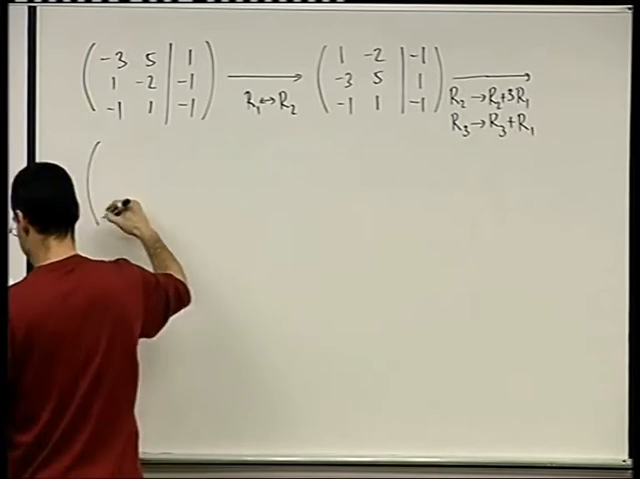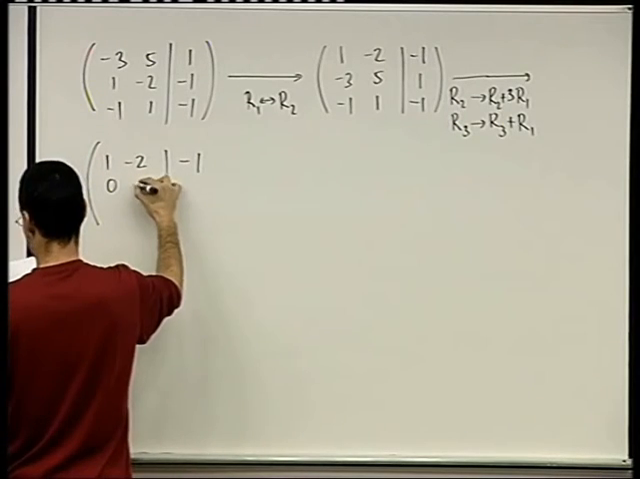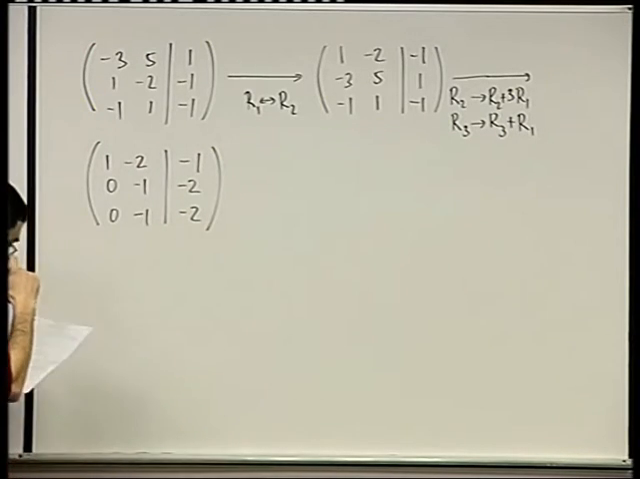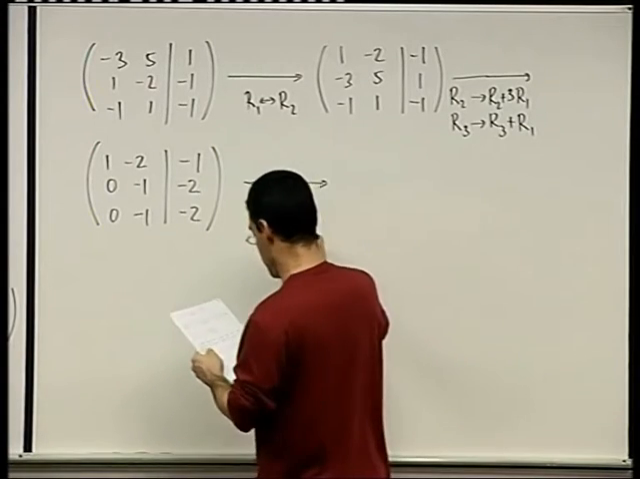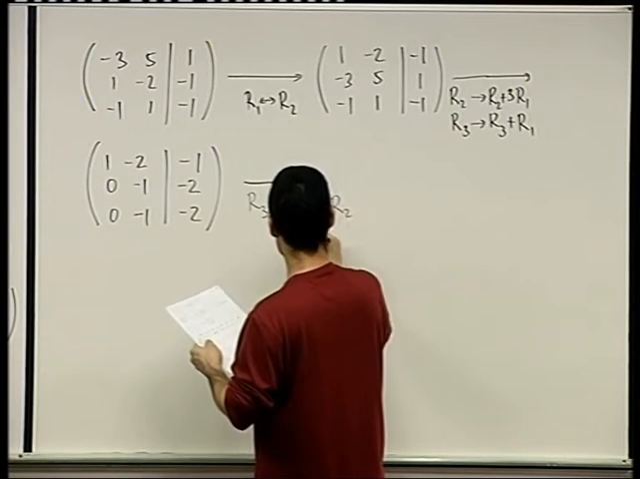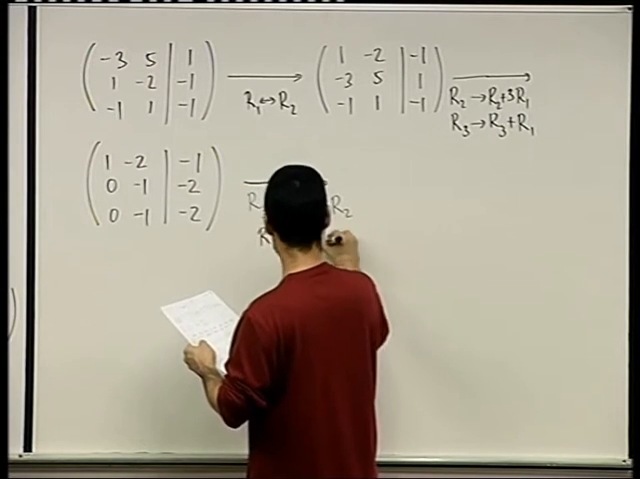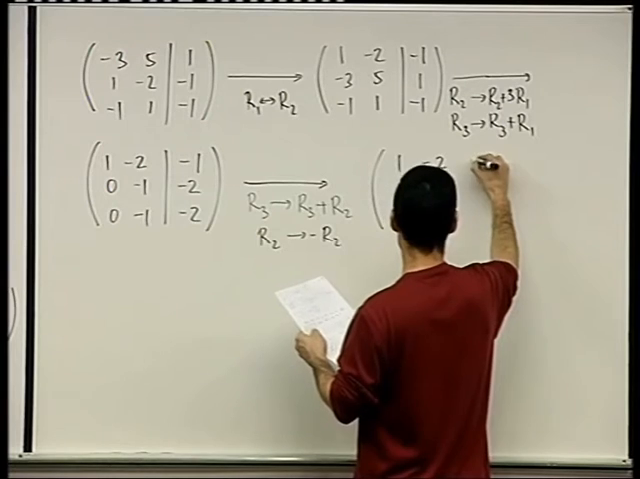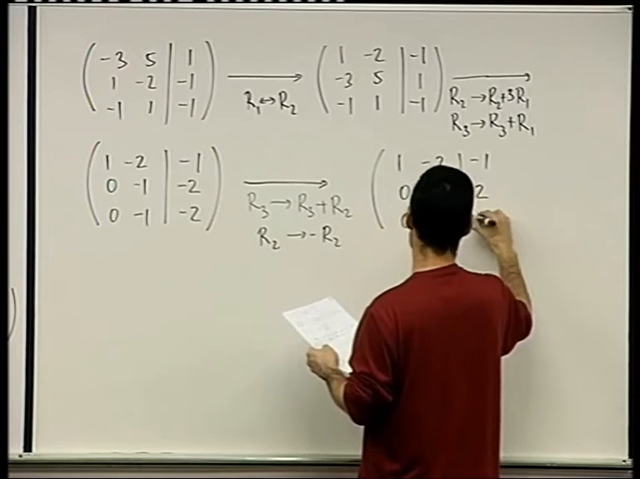And I'm going to get 1, negative 2, negative 1, 0, negative 1, negative 2, 0, negative 1, negative 2. So I can see that you're checking my calculations, which is good. I'm just really copying it off my notes in order not to spend too much time on it. R3 I'm going to replace by R3 plus R2, and R2 I'm just going to replace by minus R2. So I'm going to get 1, negative 2, negative 1, 0, 1, 2, and 0, 0, 0.